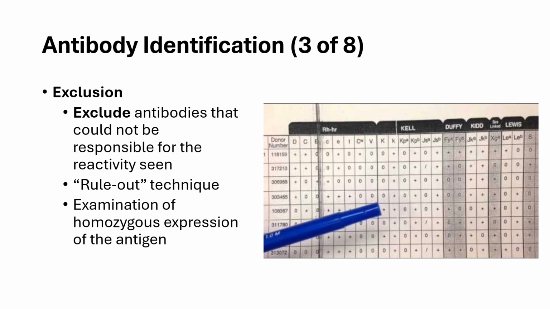The importance of homozygous expression. Cells with homozygous expression, where they have two copies of the antigen gene, usually show stronger reactions. A negative reaction in a cell with homozygous expression of a specific antigen strongly suggests absence of antibody against that antigen. Conversely, if a reaction is seen, it supports the presence of that antibody. Once again, if you're in my class, there is a video here that will show you the rule out method for antibody identification.